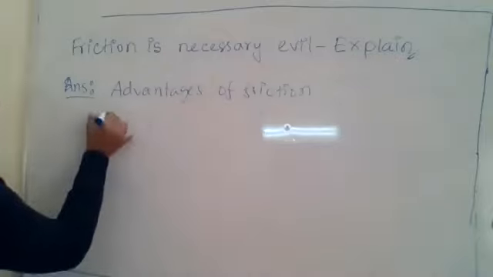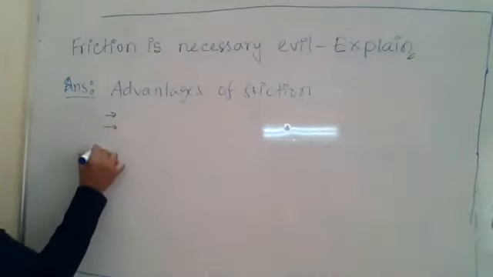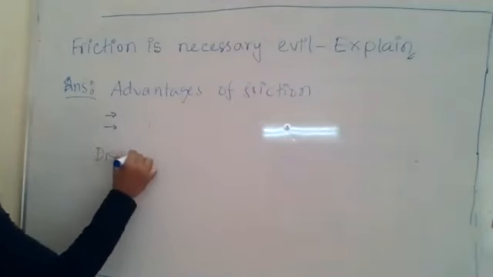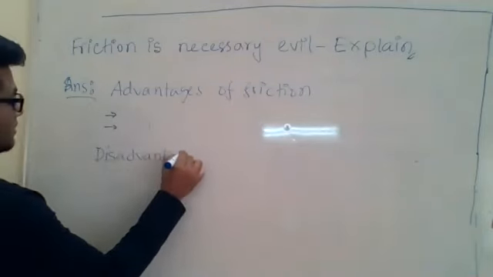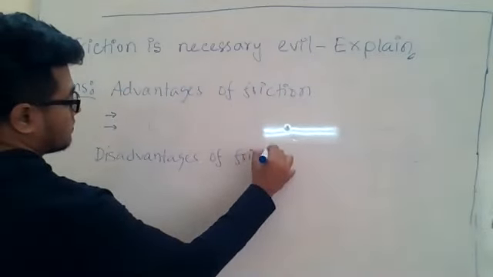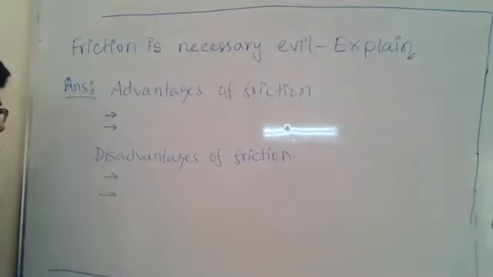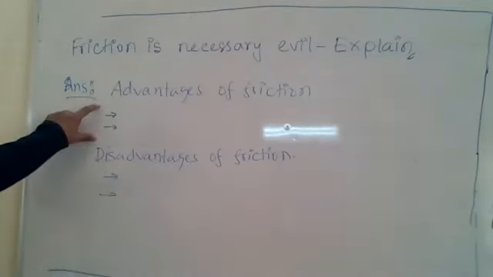Okay, you will write, let us say, a minimum of 2 points, and then again you will write disadvantages of friction. Okay, and again you will write 2 points. These 2 points I will not tell you.